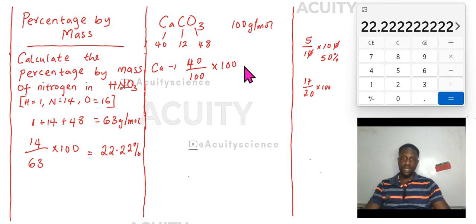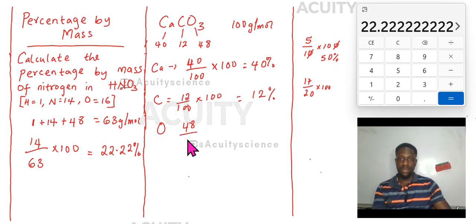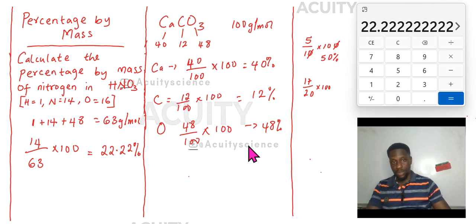So calcium becomes 40%, right? Then you see carbon. Carbon would be 12 over 100 multiplied by 100, still 12%. The same thing for oxygen. You have to do 48 over 100 multiplied by 100. That still gives you 48%. So one thing about this is when you sum up all these individual percentages for the atoms, they always sum up to 100, okay? I think they should be good for this topic because it's very easy.